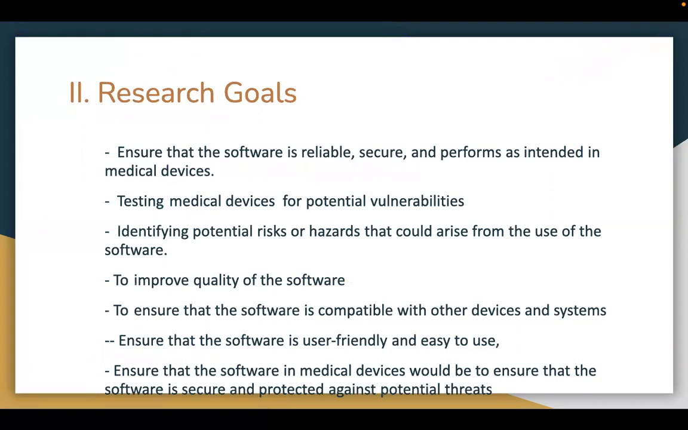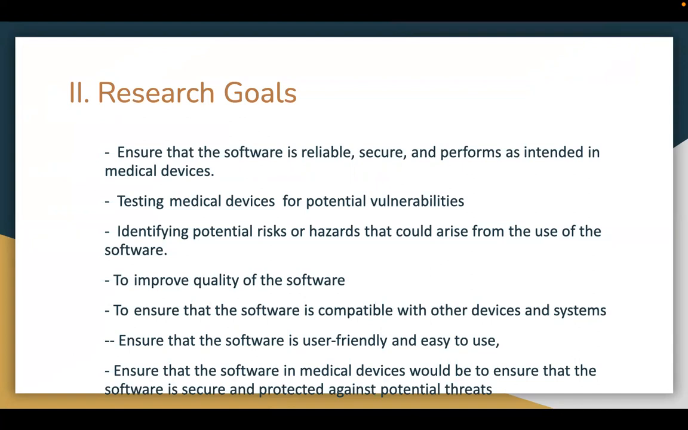The goals of my research are to ensure that the software is reliable, secure, and performs as intended in medical devices. Testing medical devices for potential vulnerabilities, identifying areas for improvement, and ensuring that the software meets regulatory standards. The goal is to make sure that the software is safe and effective for use in medical devices.